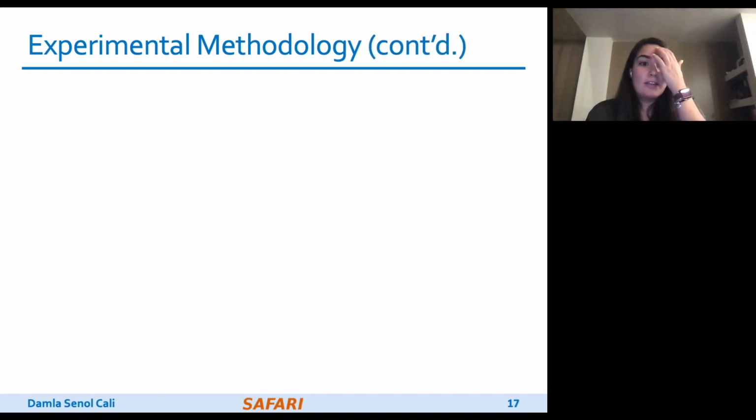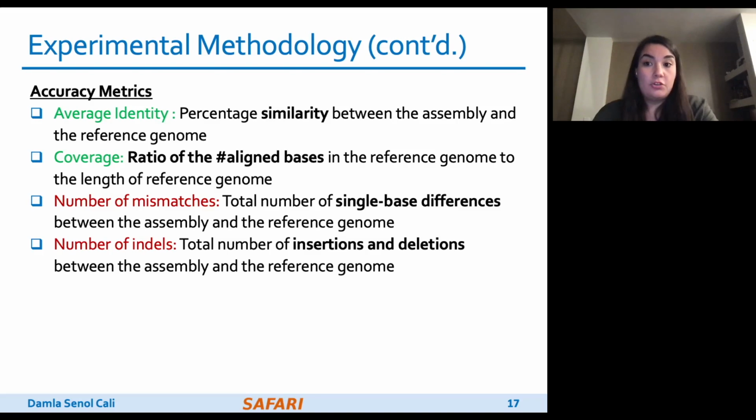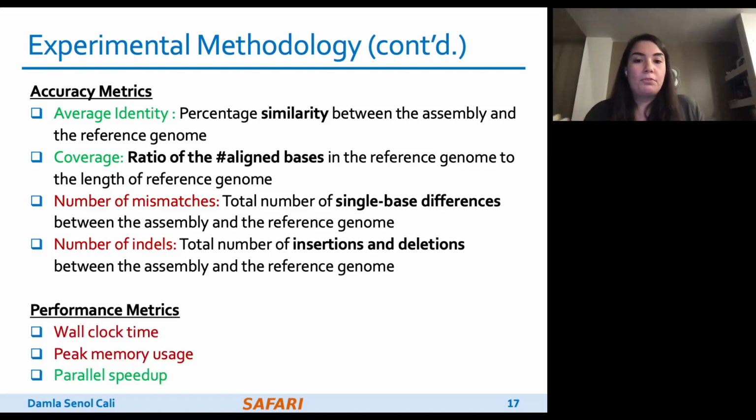When we look at our metrics, in terms of accuracy metrics, what we use is average identity, coverage, number of mismatches, and number of indels. So what we did is we compare each draft assembly generated after the assembly step and the improved assembly generated after the polishing step with the reference genome, and find out these accuracy metrics. And for performance metrics, we analyze the performance of each tool by running the associated command line of each tool with the user bin time command and also with perf.